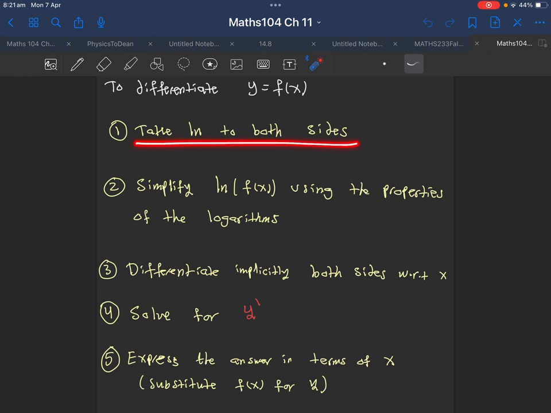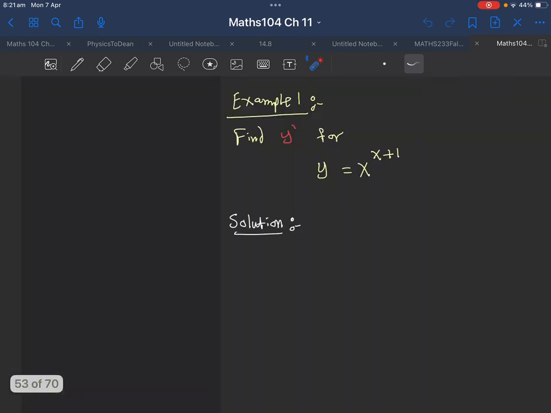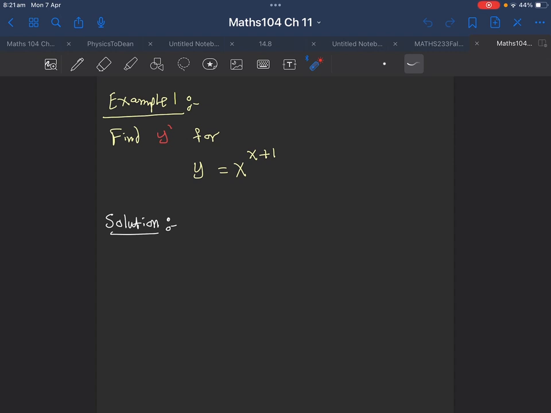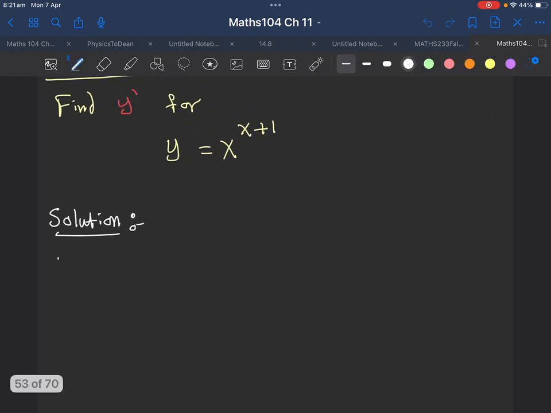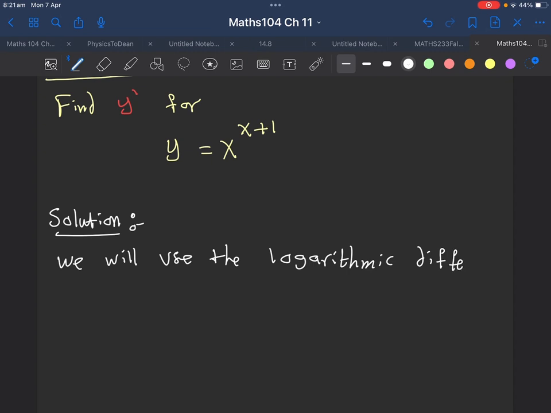So let me start with the first step, which is taking ln of both sides. In this example here, of course, we will use the logarithmic differentiation. We have many steps. Step number 1, I'll just go briefly with it. Take ln to both sides.